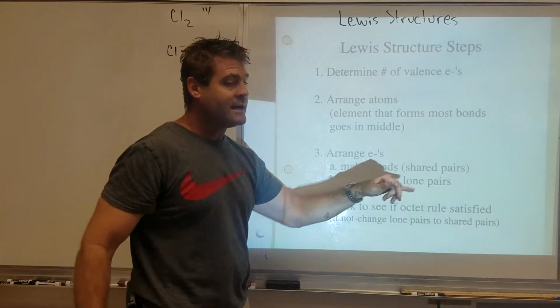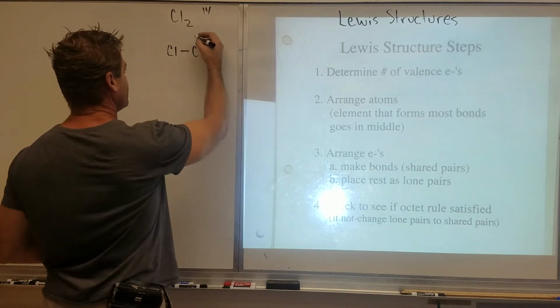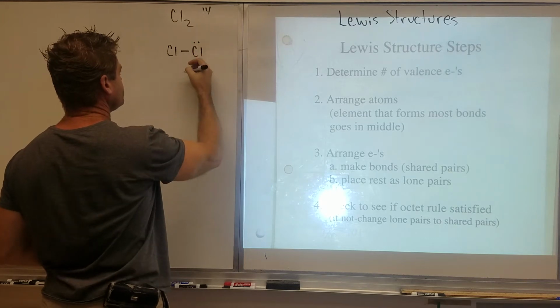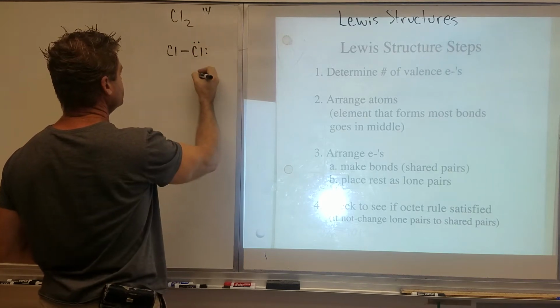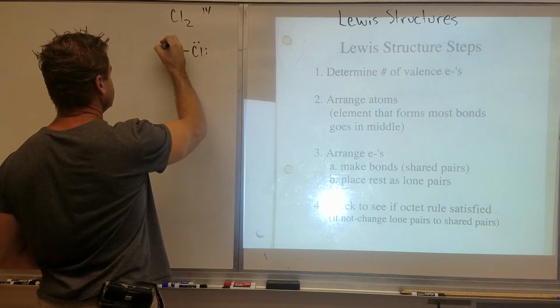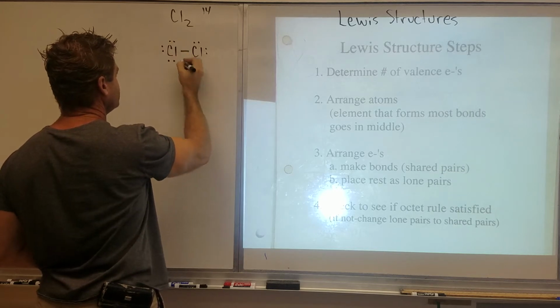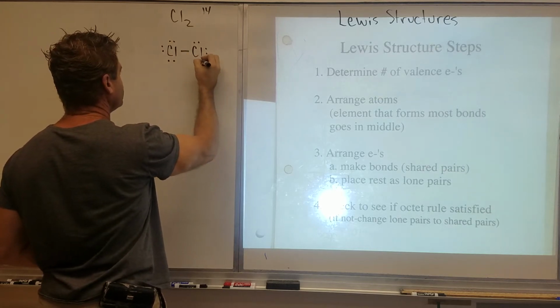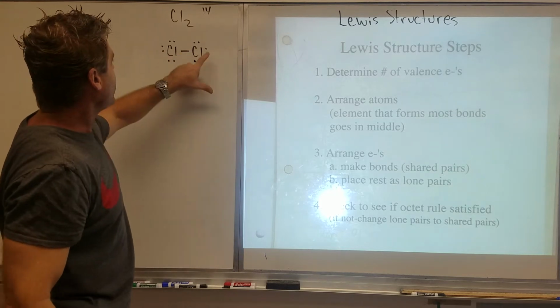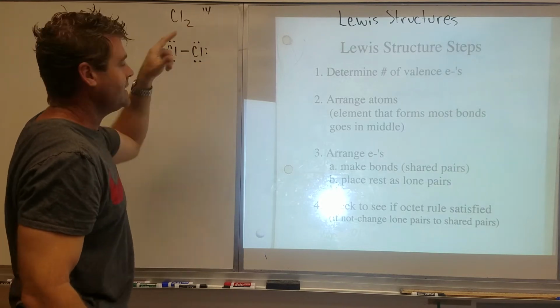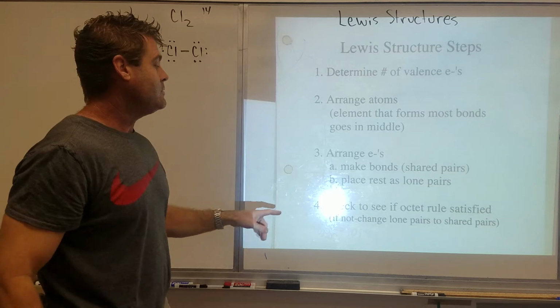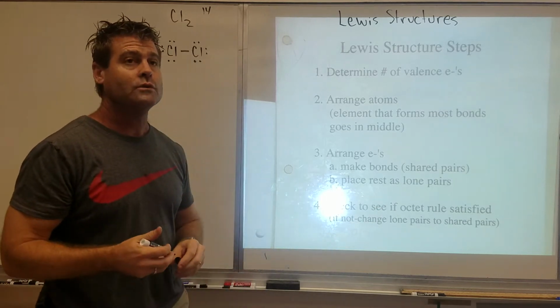I say place the rest as lone pairs. So you put those wherever. I put 2, 4, 6, 8, 10, 12. You see? And then I check to make sure I've got all 14 valence electrons, and I have. The last thing you want to do is check to see if the octet rule is satisfied.